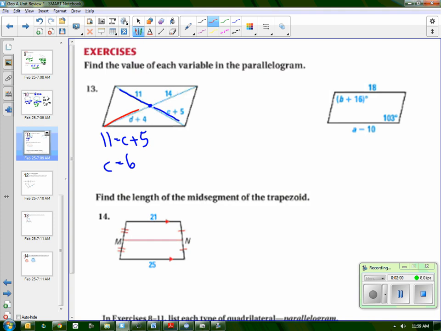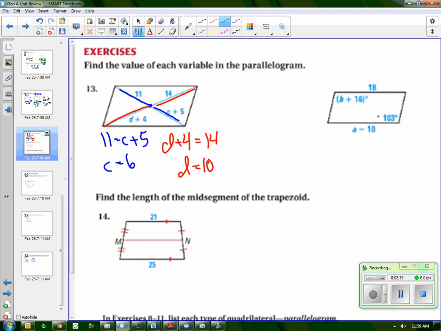And d plus 4 equals 14, which means d is 10. It does not mean that 11 and 14 are congruent, but the diagonals bisect each other. There are times where that is true, but not in just a general parallelogram.